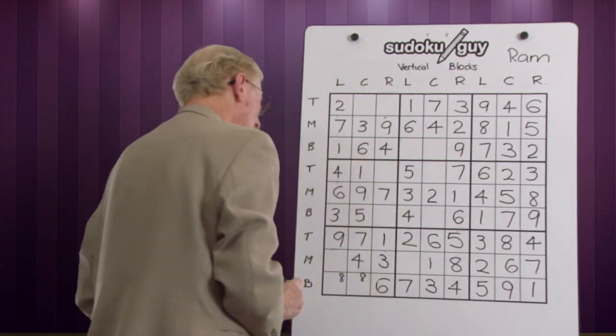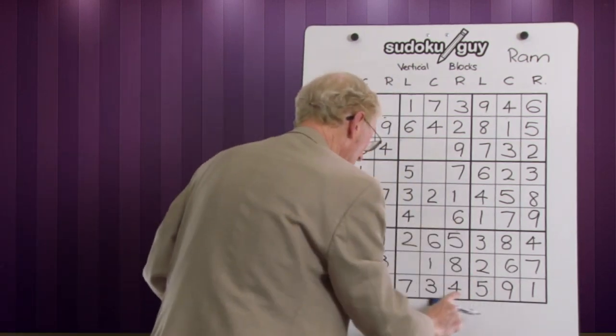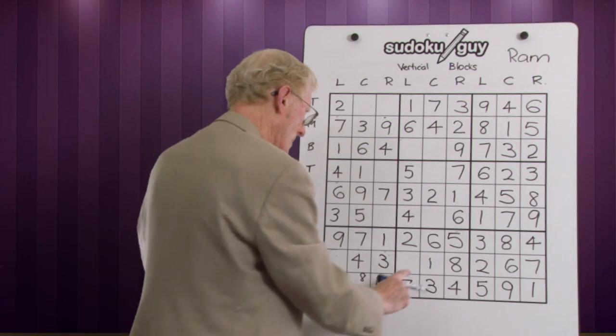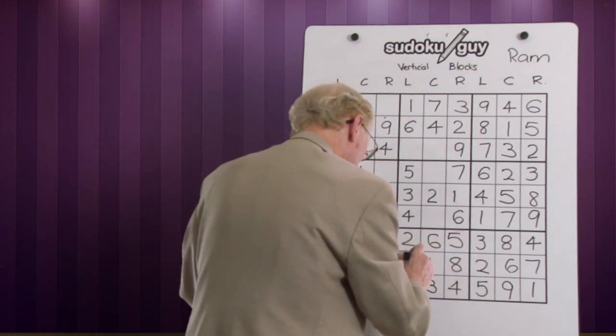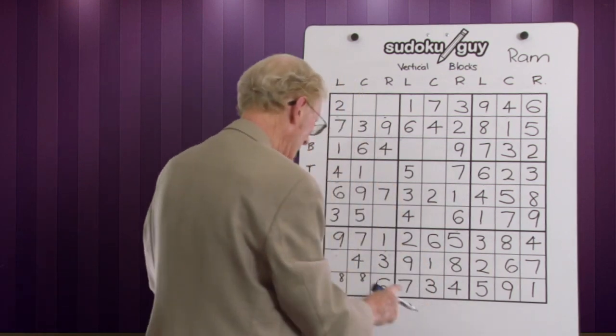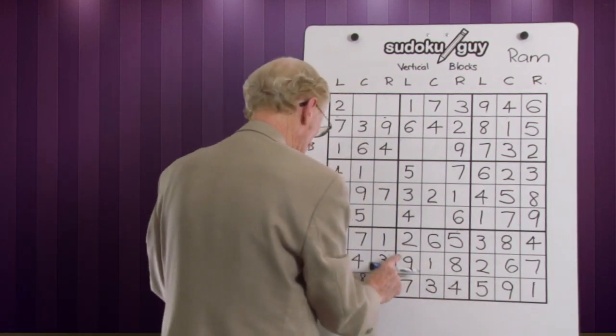Fantastic. Okay, now we have a block here that only has one left in it. Let's count up. 1, 2, 3, 4, 5, 6, 7, 8. It has to be a 9. We can double check ourselves by going bottom, middle, top.